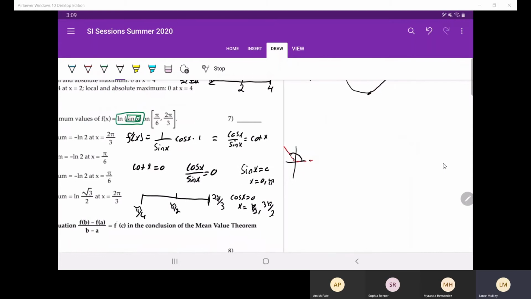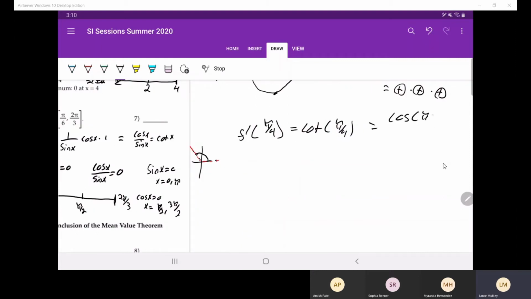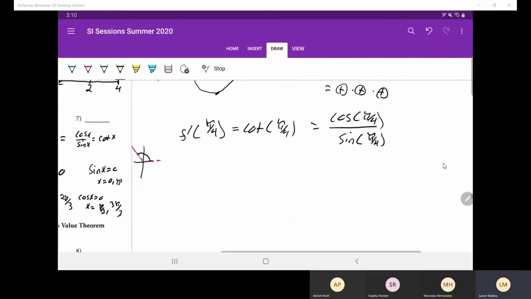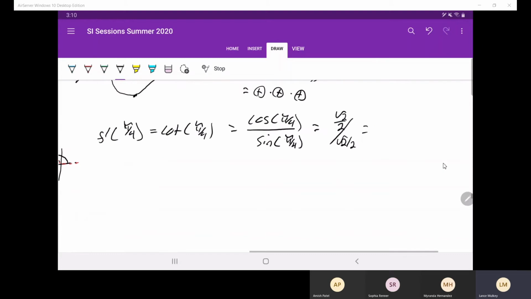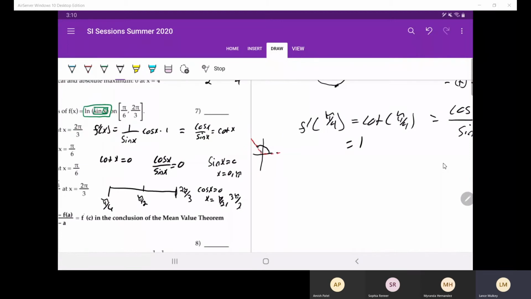And so come over here. Now we have our number line. f prime of, so we need a number between pi over 6 and pi over 2. I want to do pi over 4. f prime of pi over 4 equals cotangent of pi over 4 equals cosine pi over 4 over sine pi over 4, which equals 1. Now we need a number between pi over 2 and 2 pi over 3.